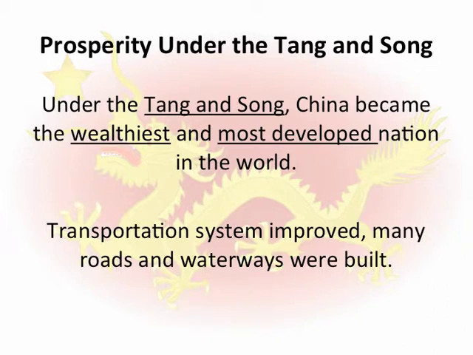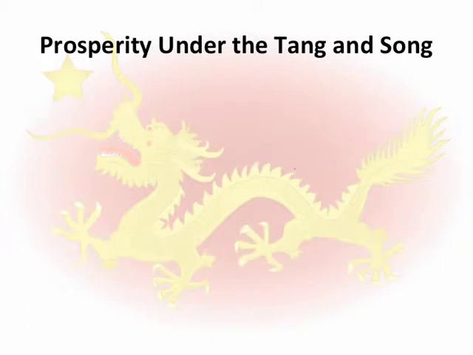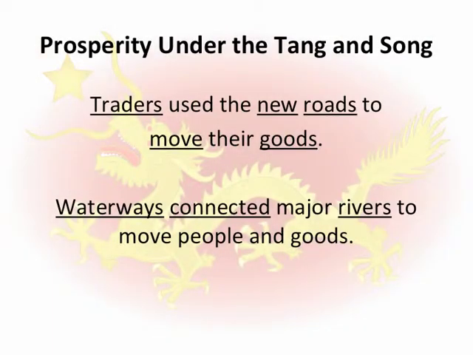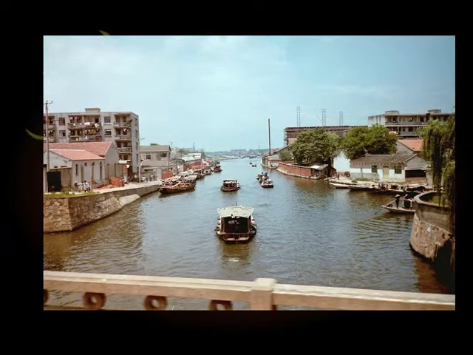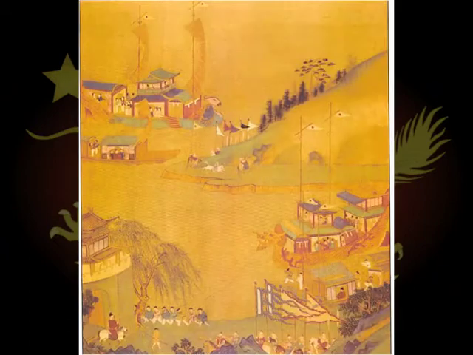Under the Tang and Song dynasties, prosperity just exploded. They became one of the wealthiest and most developed nations in the world. The transportation system improved. Many roads and waterways were built. Traders used the new roads to move their goods, and the waterways were used to connect major rivers so that more people and more goods could be moved. The waterways in China, this is the canal. And this is a picture from that era of the canals.